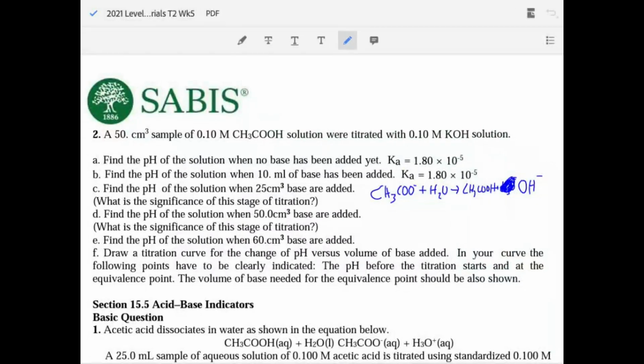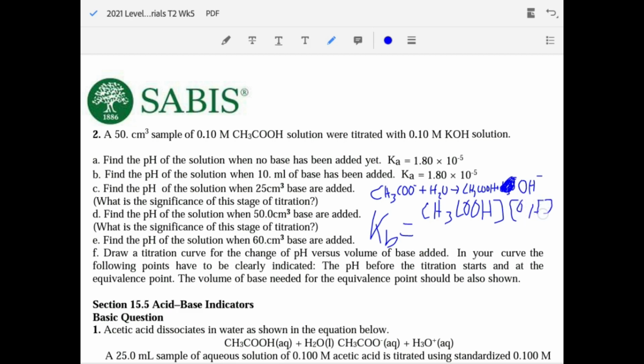Part D, find the pH of the solution when 50 centimeter cube base is added. So 50 centimeter cube, 0.1, 0.1. So all of it reacts to form COO minus. But now, some of the COO minus reacts to release OH minus, and then using this OH minus, you calculate the pH. So how do you know which? You use a Kb equation, which is equal to CH3COOH into OH minus over CH3COO minus concentration. Now, you don't have this, so they're 0 at this time. So you can just represent them as x and x both, like an ICE table. If you do it, you'll get it.